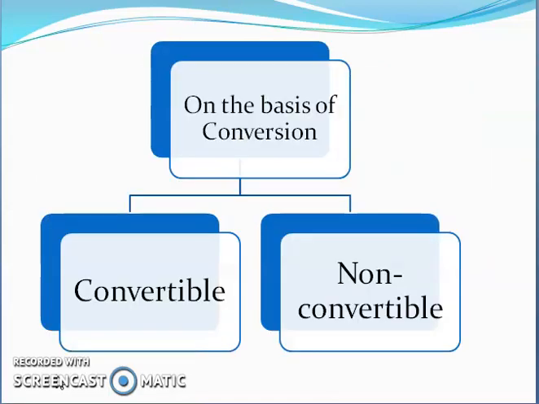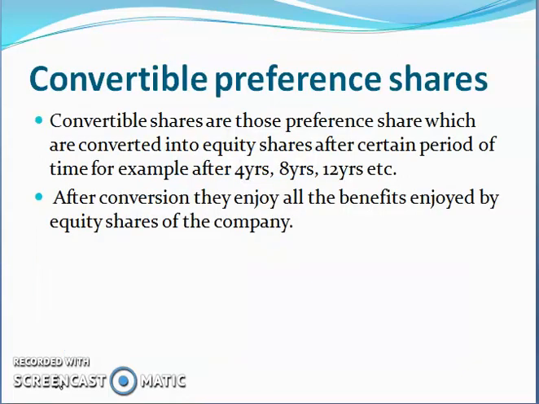The next classification is on the basis of conversion. They are convertible preference shares and non-convertible preference shares. Convertible preference shares are those preference shares which are converted into equity shares after a certain period of time. For example, after 4 years, 8 years, 12 years, etc. After conversion, they enjoy all rights and benefits enjoyed by equity shareholders of the company.